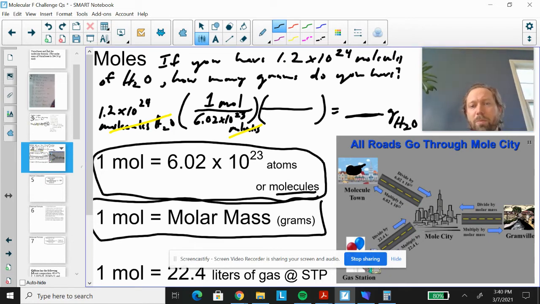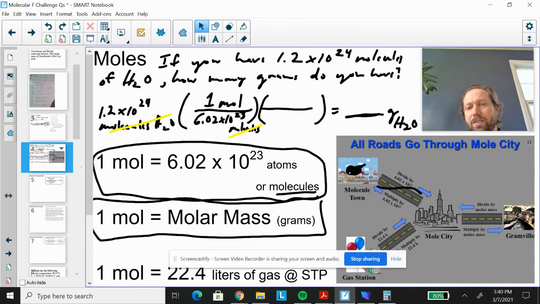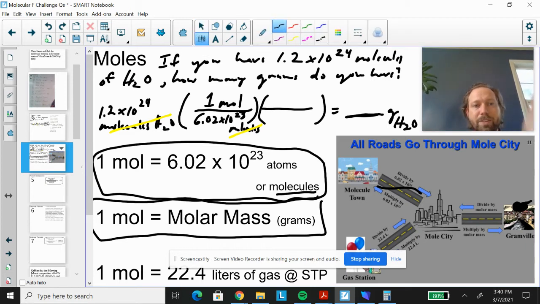Right? For Mole City, it is now in Mole City, we're going to go to Granville. That means multiply by molar mass. Also, same thing down here with the conversion factors. I'll write 1 mole. As it says, molar mass. We're going to multiply by it. And this is water. So what's water in terms of molar mass?